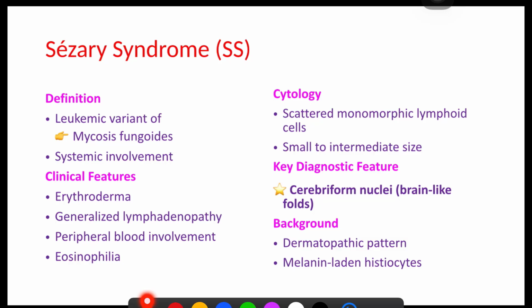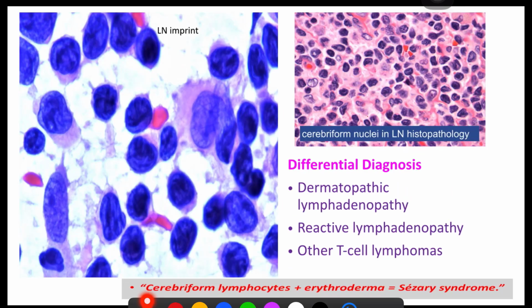Clinically, generalized lymphadenopathy, erythroderma, peripheral blood involvement and eosinophilia are present. Cytologically, scattered monomorphic lymphoid cells, small to intermediate size, and the key diagnostic feature is cerebriform nuclei, meaning brain-like folds in the nucleus of the cell, and the background shows a dermatopathic pattern and melanin-laden histiocytes.